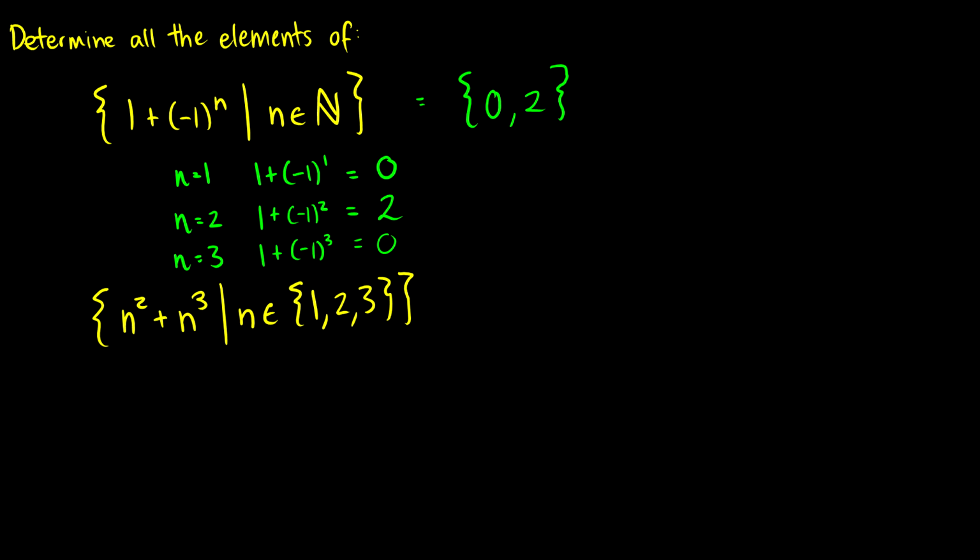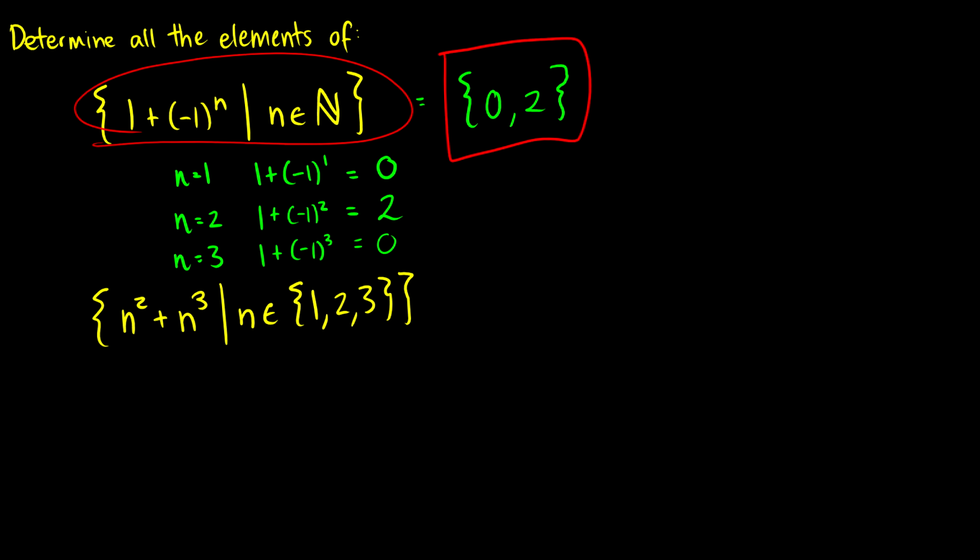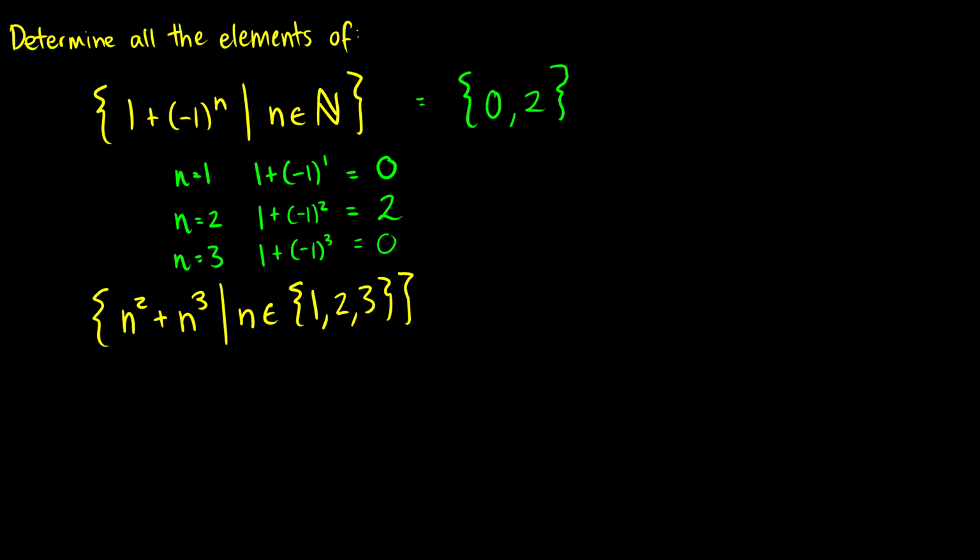So when we talk about efficiency when writing sets, maybe this notation here is not a good idea when really we only have to list 2 elements. So consider that when making your sets. This next one, we have the set of n squared plus n cubed, where n is in 1, 2, and 3. So we just need to check 3 values here. We need to check n is equal to 1, n is equal to 2, and n is equal to 3, and then their results are going to be in the set here.